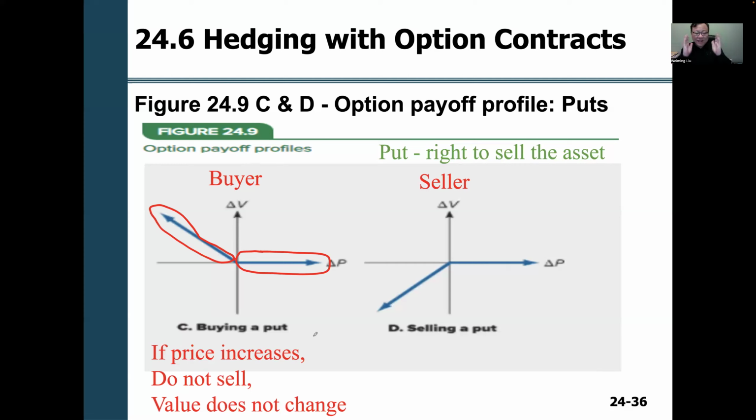So again, you can see that on the right side is the seller's perspective. This is one transaction with two sides. If the buyer is gaining, the seller is losing, so you can see it's the opposite. The buyer is going in this direction with higher value, and the seller is going in this direction with lower value. That's the payoff profile.